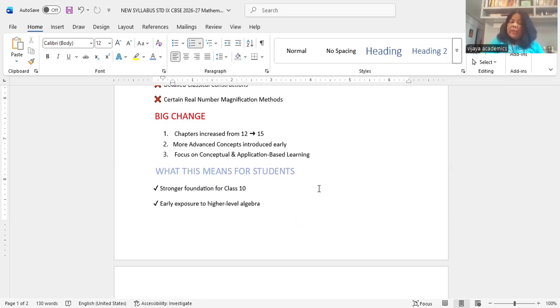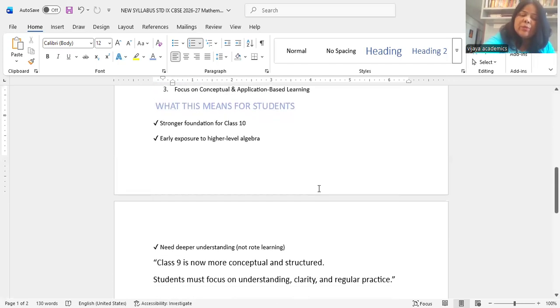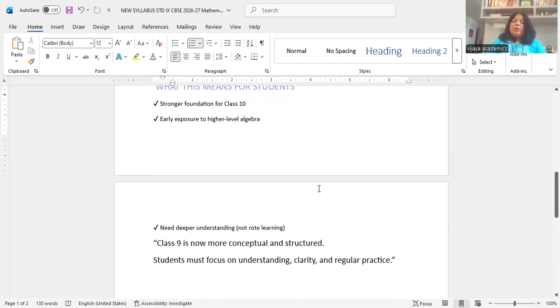Then more advanced concepts introduced earlier. Then focus on conceptual and application-based learning. What this means for students: stronger foundation for class 10th. Early exposure to higher level algebra.